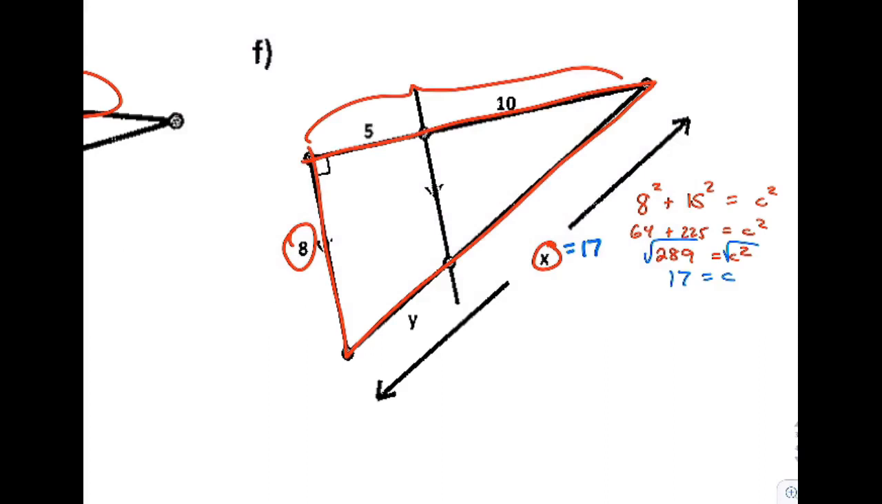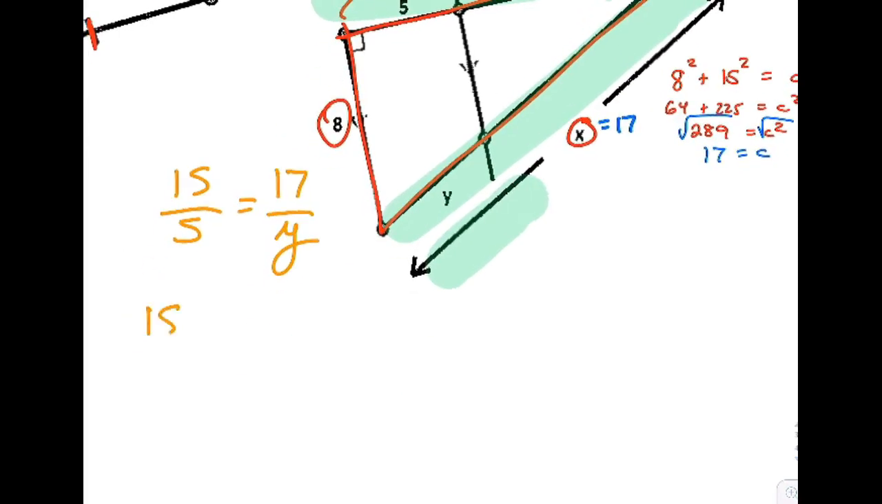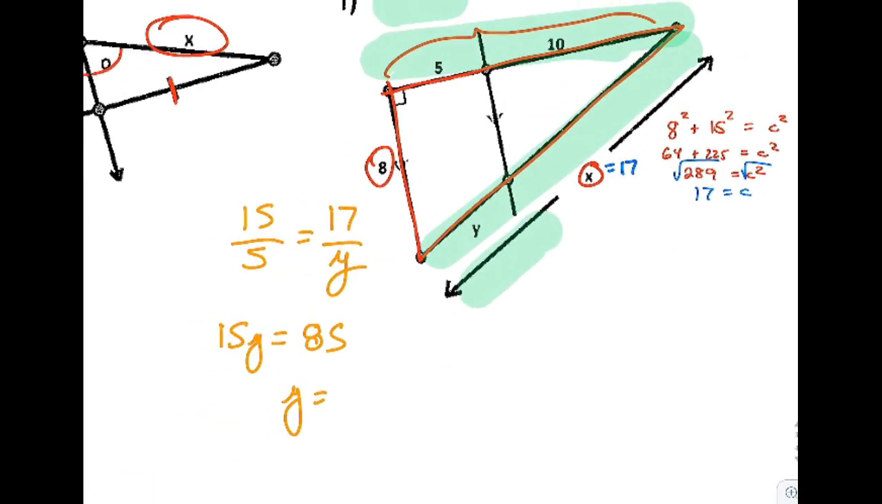So now that I have some more information on the side here, I can use the side splitter. I'm going to go the entire thing over the bottom equals the entire thing over the bottom. So it's going to be 15, the entire top, over just part of the top, equals the entire other side over just the part I'm looking for. So I have 15y. And at that point, when I divide both sides by 15, I get another crazy decimal, 5 2/3 or 5.6 repeating.